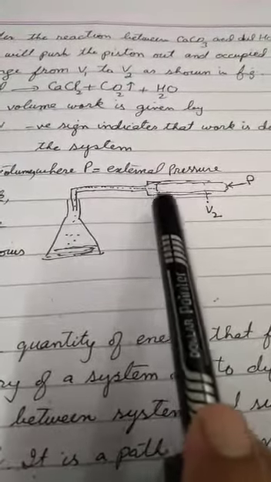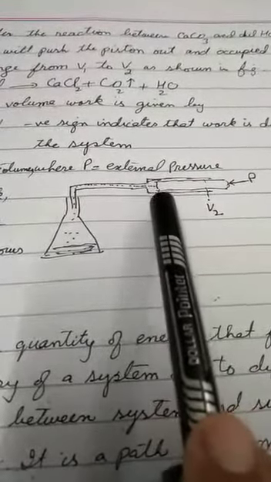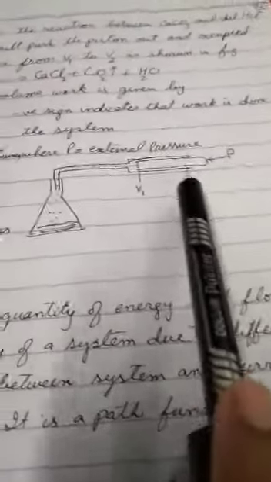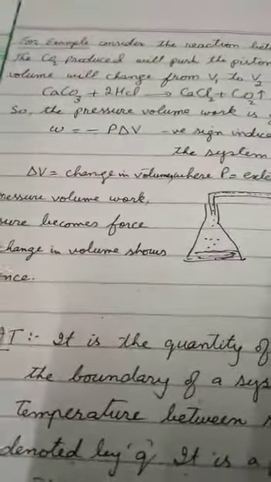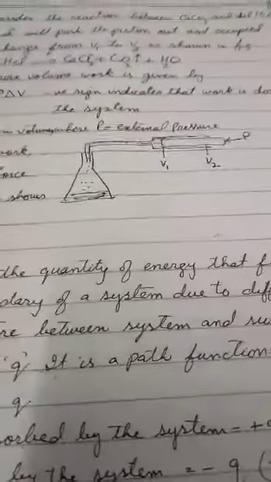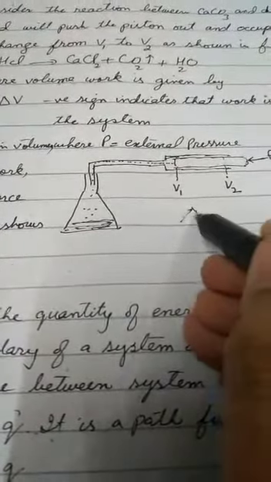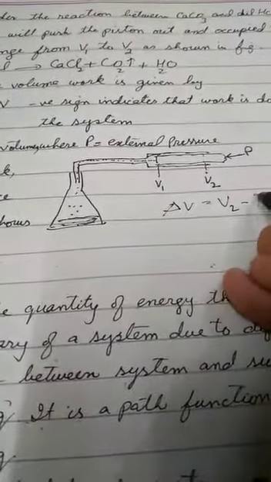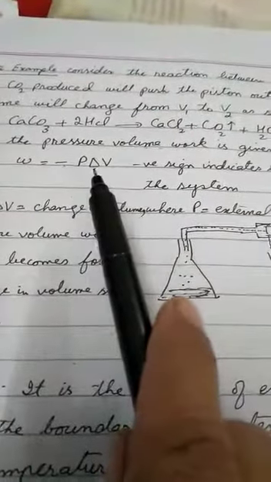and the volume occupied by the gas will increase from V1 to V2. So V2 will become the final volume and V1 will be the initial volume. So del V is equal to V2 minus V1. So W is equal to minus P del V.